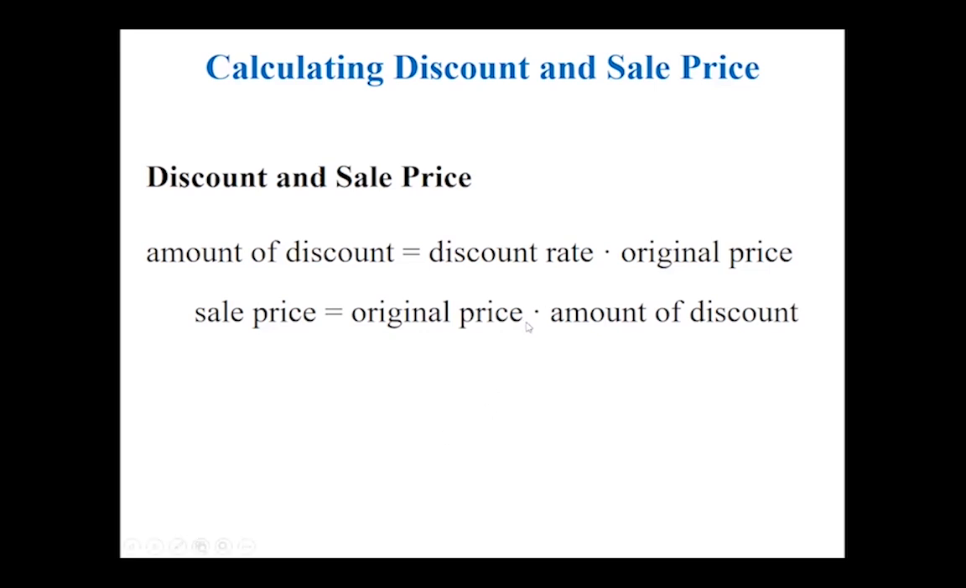And this is another typo. Don't copy this with a multiplication. This is subtraction. Sale price is the original price minus, not times, minus the amount of the discount. I'm going to fix that right now. You shouldn't even notice. Magic. Fixed. Sale price equals original price minus amount of discount.